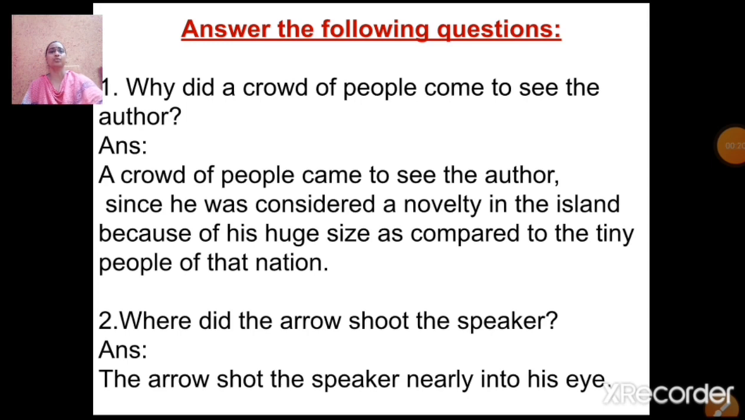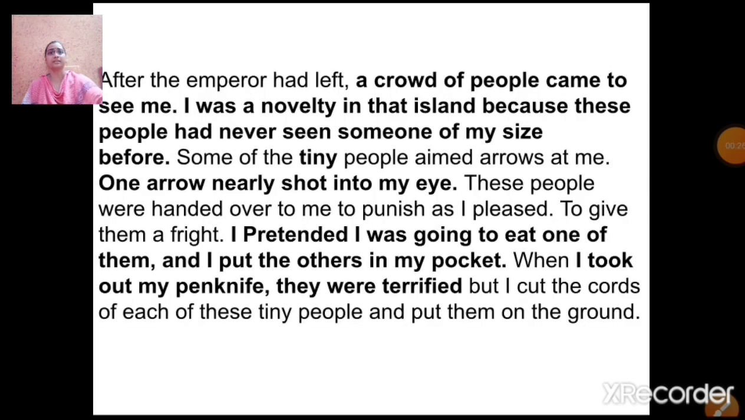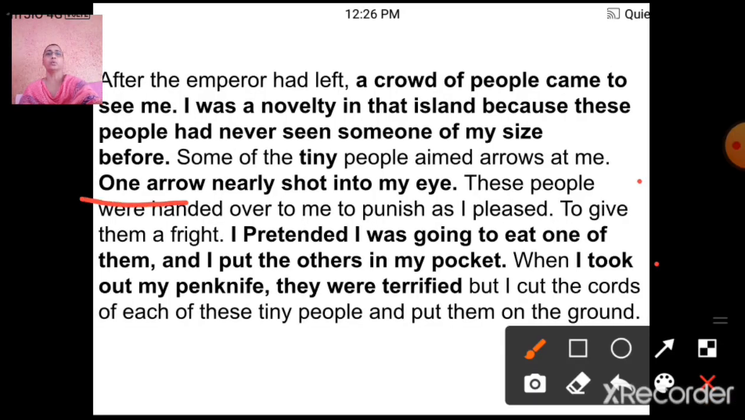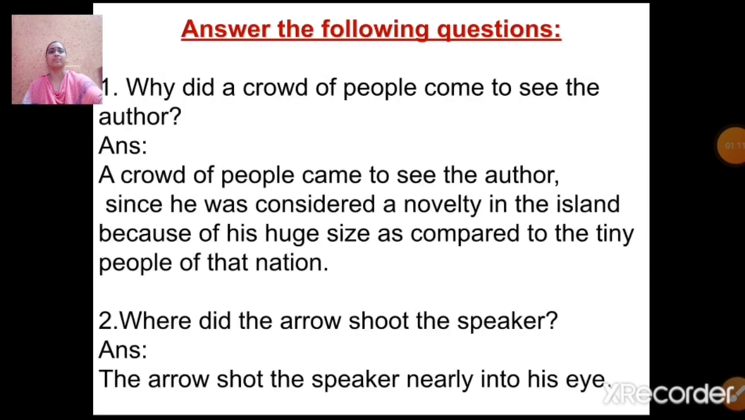Where did the arrow shoot the speaker? Now, again, we are going to read the passage and we will find the answer. One arrow nearly shot into my eye. Now, after finding the answer in the passage, we are going to frame the answer in a proper sentence. So the answer is, the arrow shot the speaker nearly into his eye.